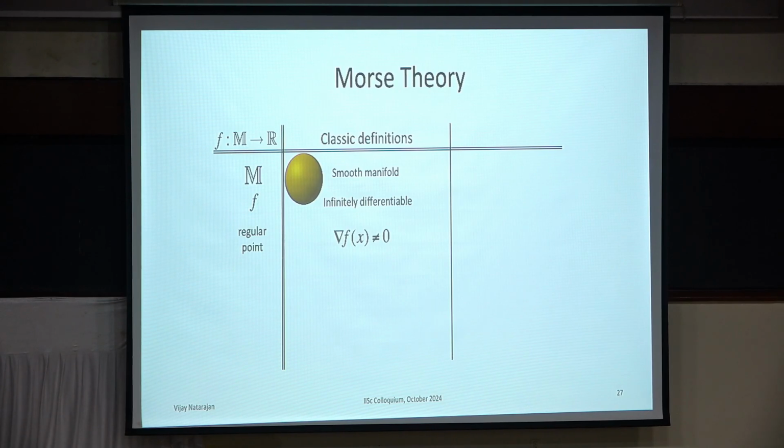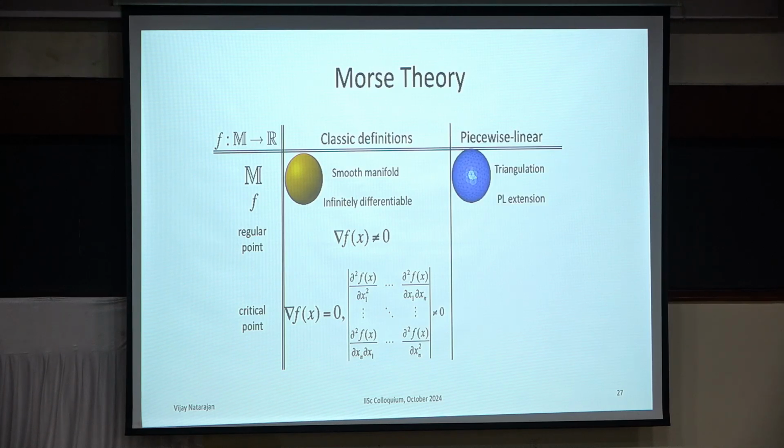A point is regular if the gradient is non-zero, and it is critical if the gradient is 0, right? So again, it's regular if the gradient is non-zero and critical if it's 0.